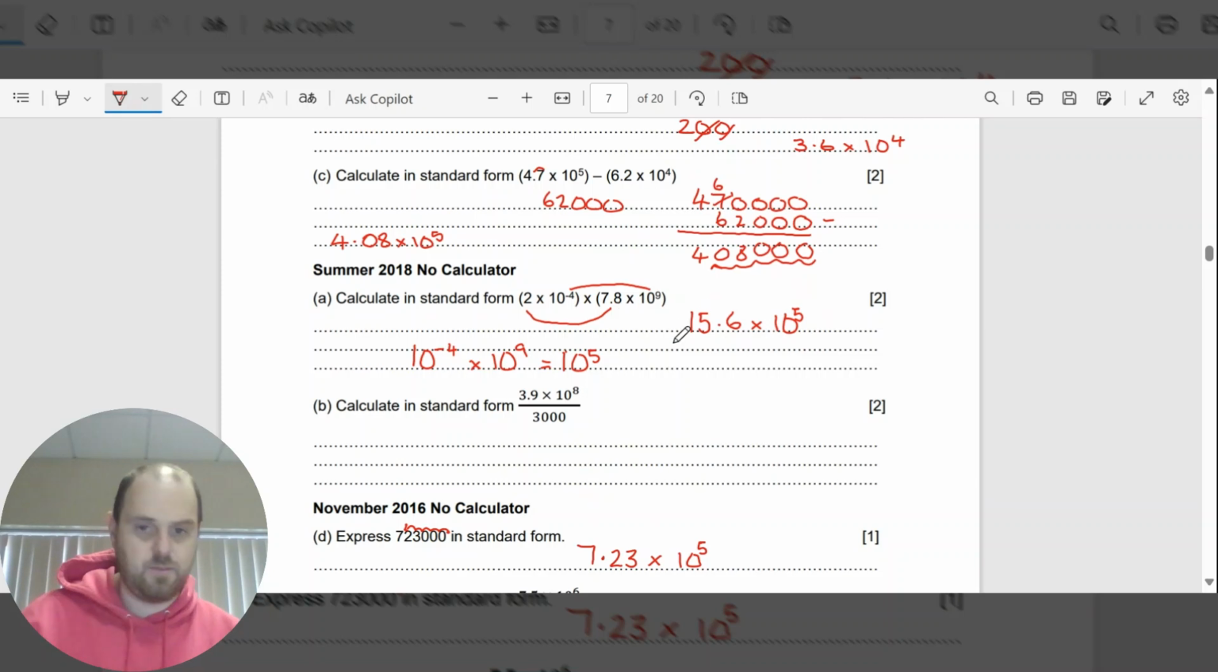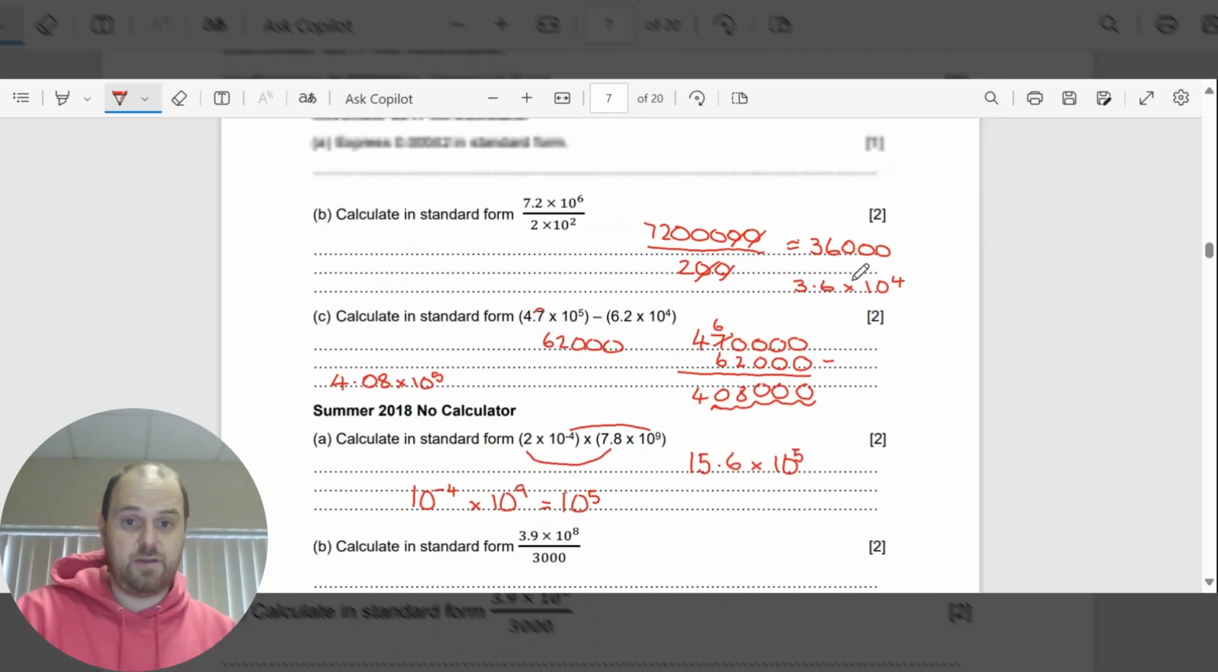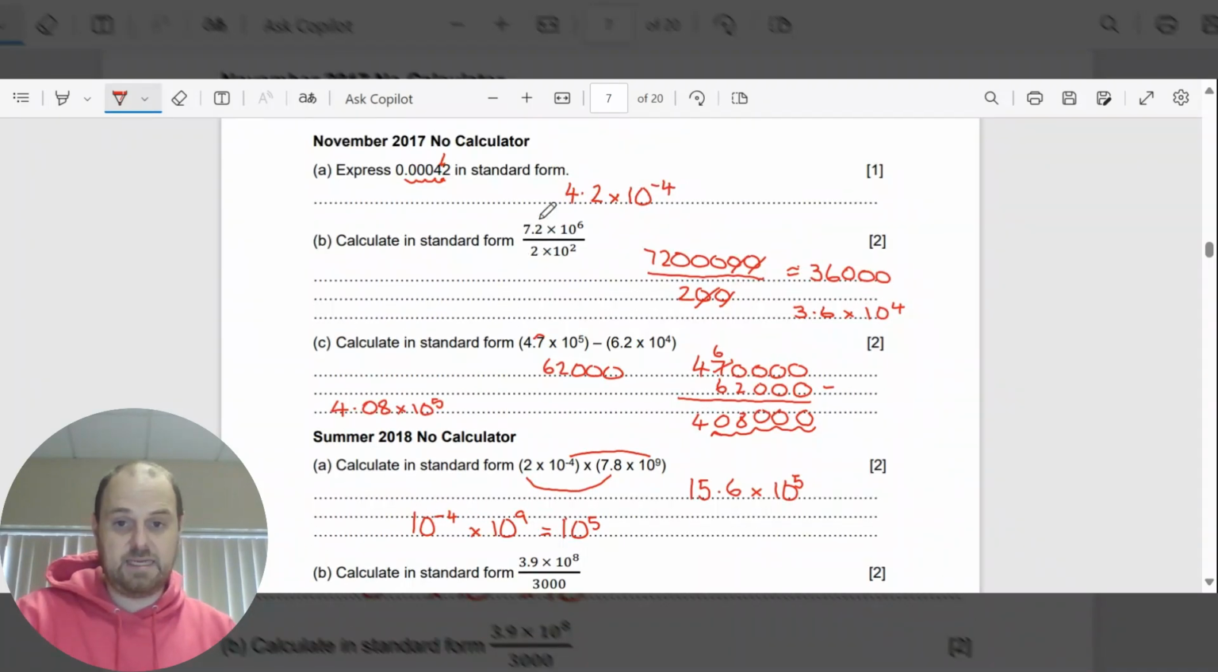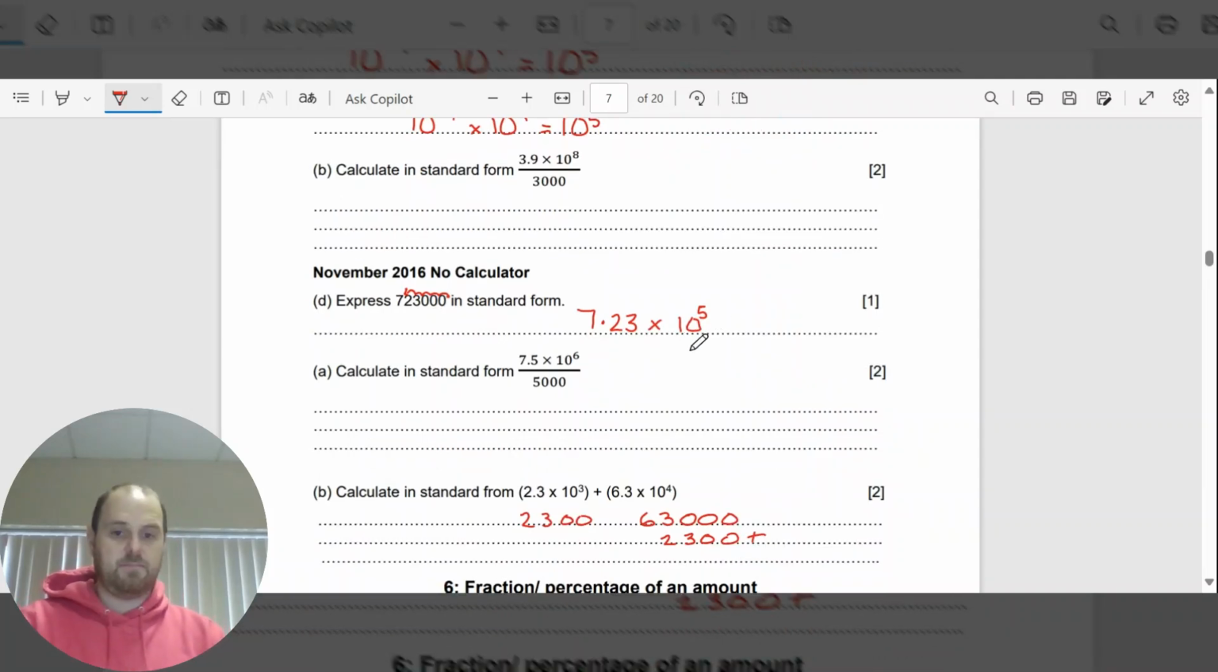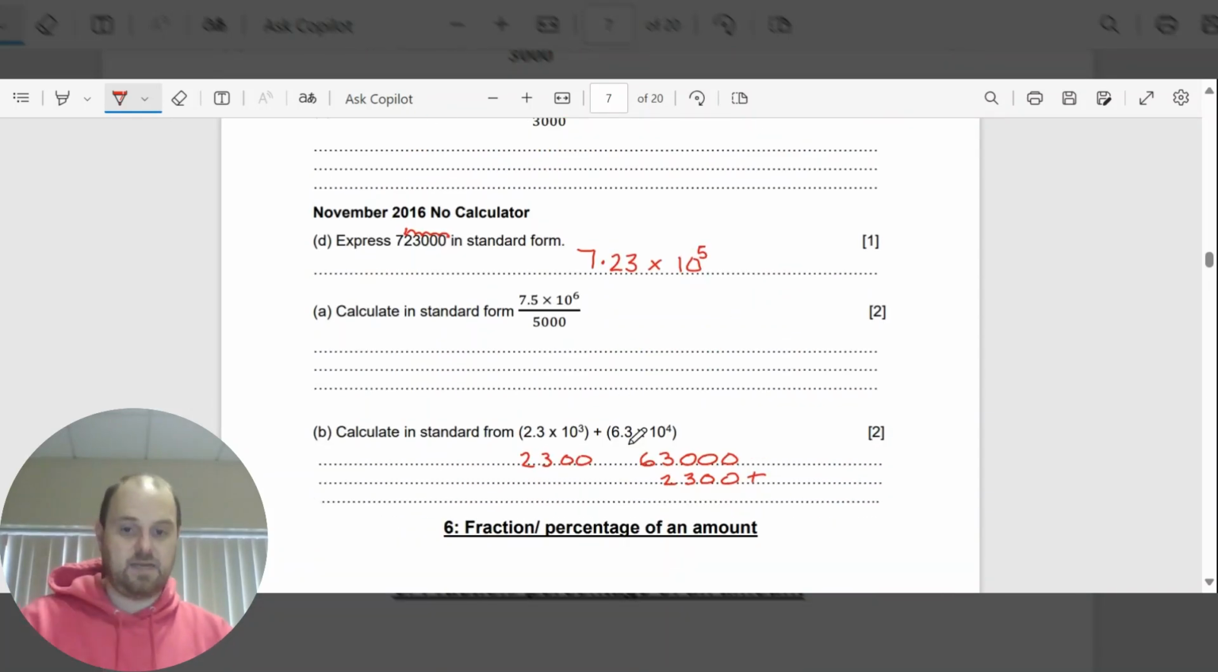This isn't like algebra double brackets. This isn't like FOIL or smiley face. This is literally times the numbers to get 15.6, and then times the 10s together by adding the little numbers, okay? You could have done that up here, look, as well. You could have divided those. Half of 7.2 is 3.6. And because we're dividing, you take away the little numbers and you've got the same answer. So timesing and dividing, you can do like that, or you can change them to numbers and do them like that. But adding and taking away, the most obvious questions, do them like this.